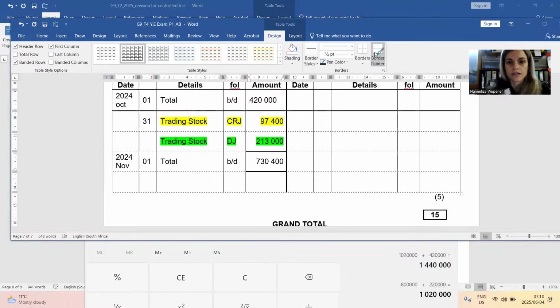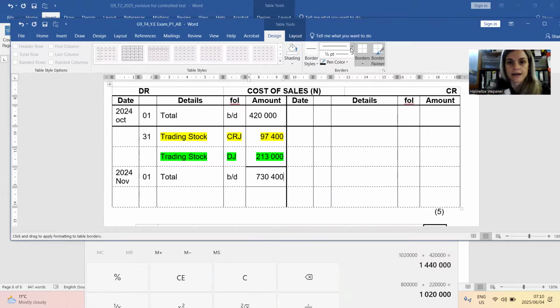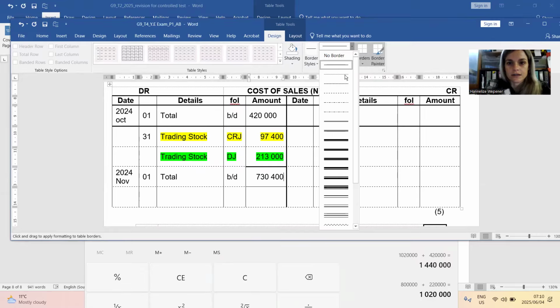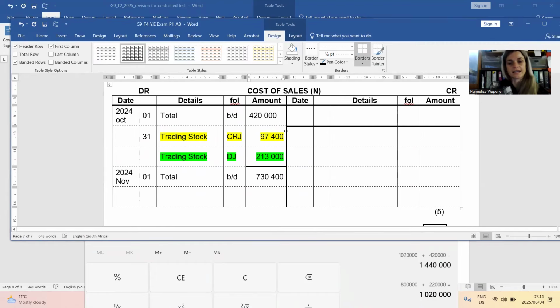730,400. Just note that we don't draw the double lines. That's not just because I inserted another row there. So there we go. Okay, so it should look like that. And that is your general ledger.